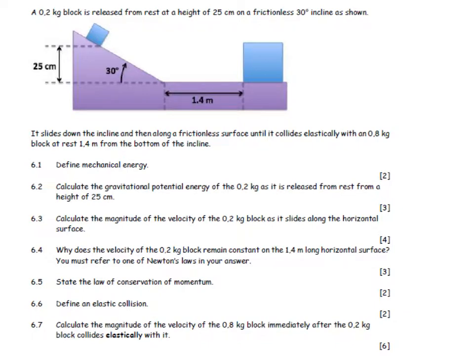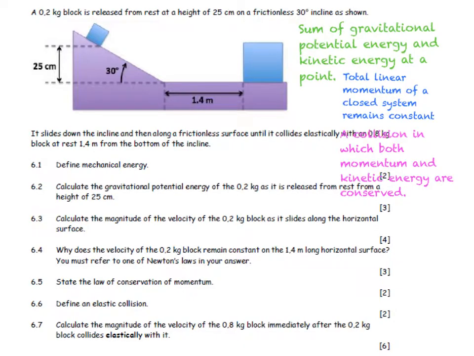Define mechanical energy. Later on, it's going to ask us to state the law of conservation of momentum and define an elastic collision. All of those are bookwork, and you need to get those right. So looking at those definitions, the mechanical energy is the sum of the gravitational potential energy and kinetic energy at a point. The law of conservation of momentum: total linear momentum in a closed system stays constant. An elastic collision is a collision in which both momentum and kinetic energy are conserved.